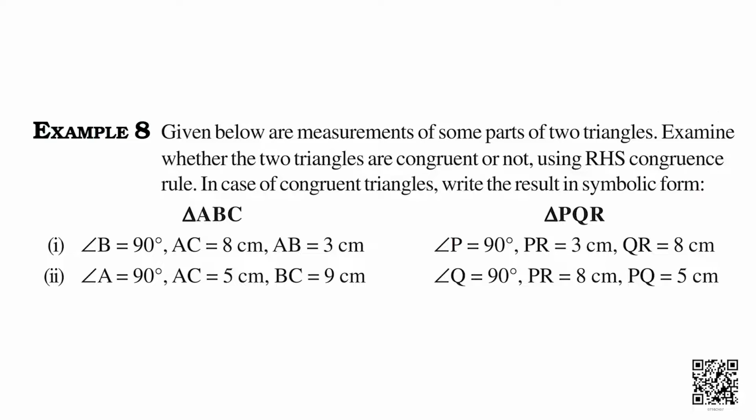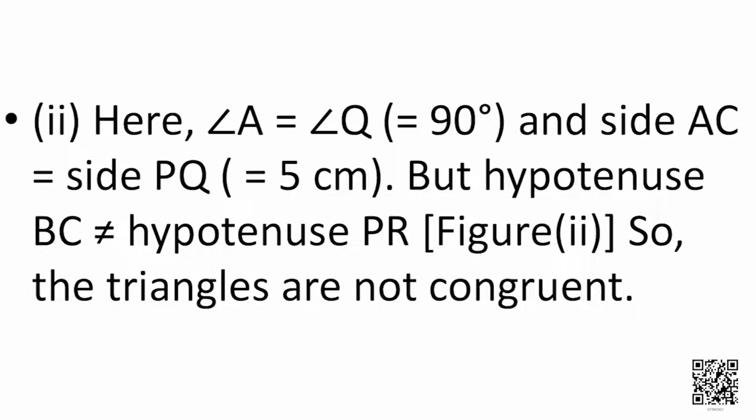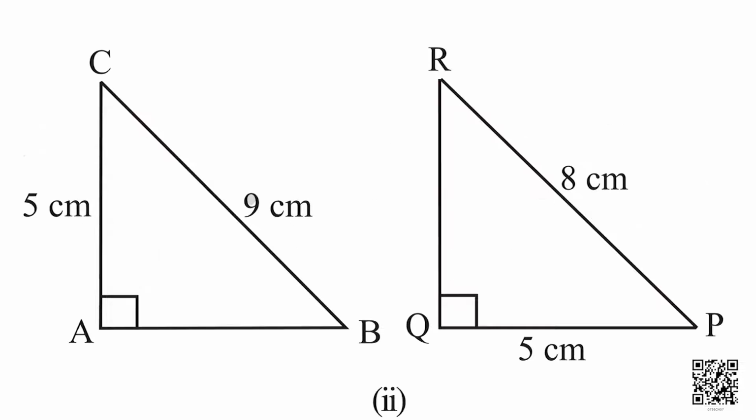So the solution for this one is the triangles are not congruent because angle A is equal to angle Q, which is 90 degrees, and side AC is equal to side PQ, that is 5 centimeters. But hypotenuse BC is not equal to hypotenuse PR. That is a required condition for RHS congruence criteria. Hence the triangles are not congruent.